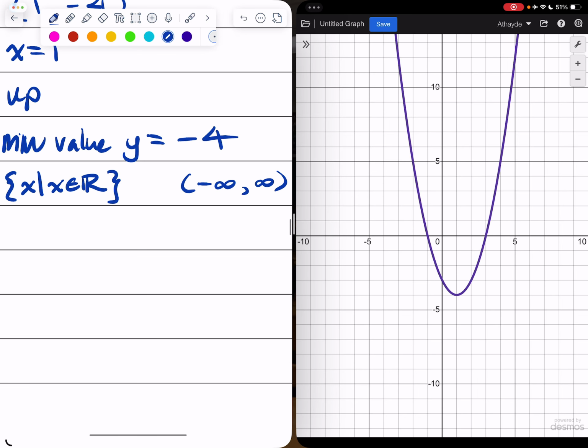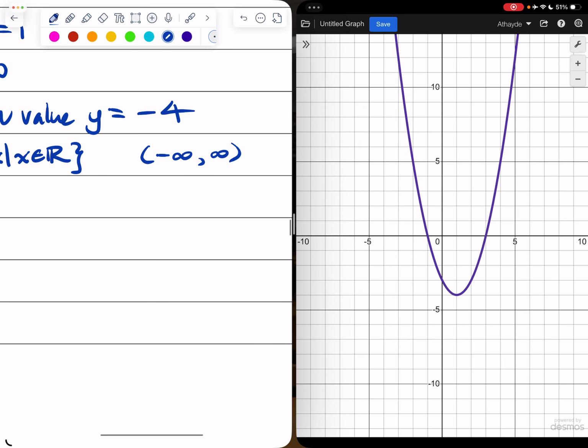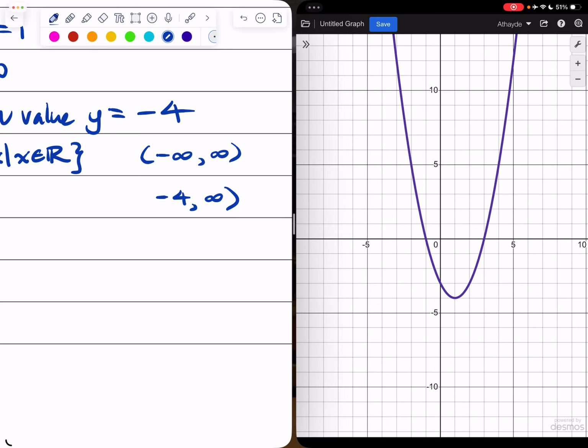For the range, we can also phrase that in interval notation, lowest y value to highest y value. We know there's a lowest. We called it a minimum. That was at -4. And we go up onward to the sky to infinity. Round bracket for the infinity, of course, since we can't actually reach that. It's not a number. Square bracket for the -4, because we do actually reach that point. I can tap on it right in the graph.